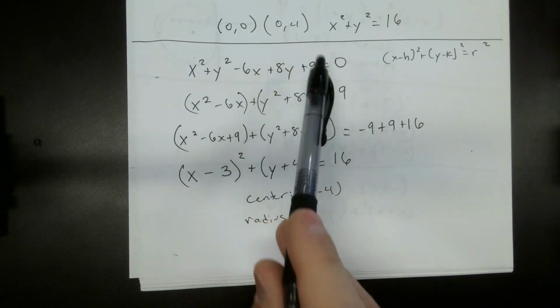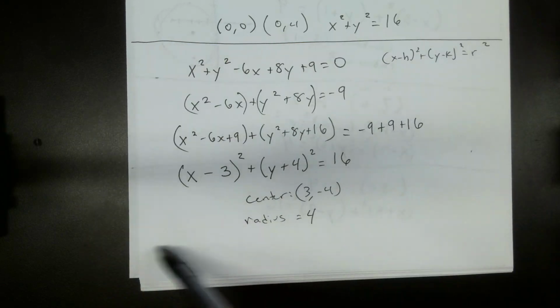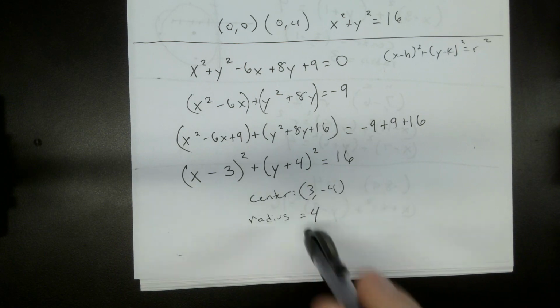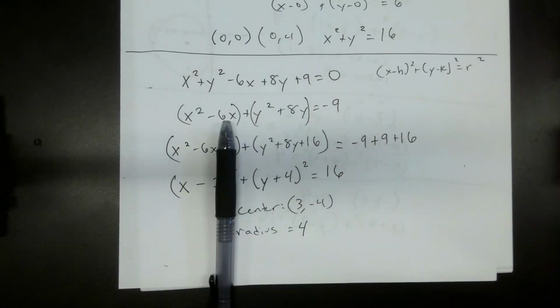Like in my honors class, we did an entire assignment where all we did was these. This is called completing the square and creating the equation of a circle. So, I'm going to get your assignment there. It's going to be 12 problems.